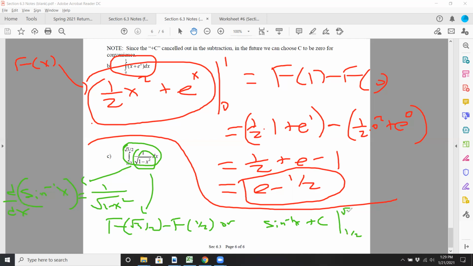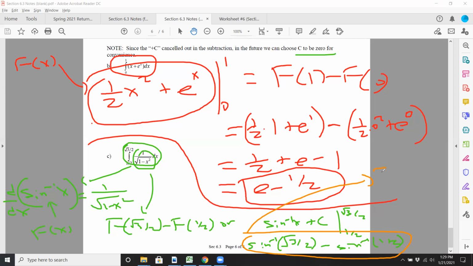But we don't have to worry about the plus c anymore. It will go away. And you can assume it's 0 for convenience, as I was saying. So you're doing the inverse sine of root 3 over 2, because that's our antiderivative. So that's the capital F of root 3 over 2. Remember, capital F of x is inverse sine of x plus c, minus inverse sine of 1/2. Well, inverse sine of root 3 over 2, I believe, is pi over 3. Excuse me. Pi over 3 minus pi over 6. So the answer is pi over 6. And there you go.